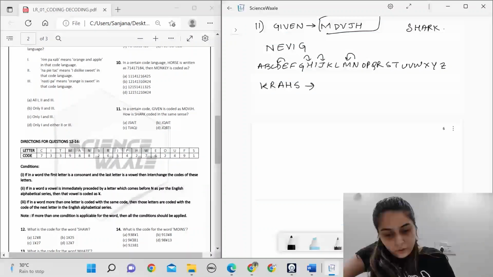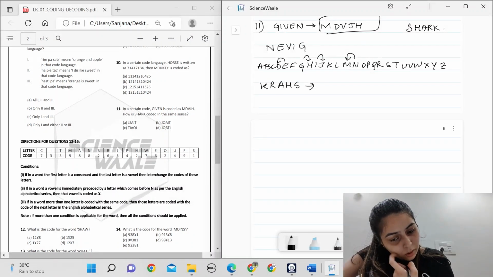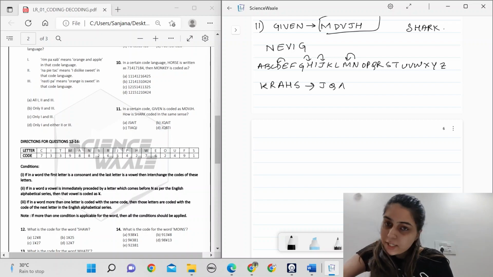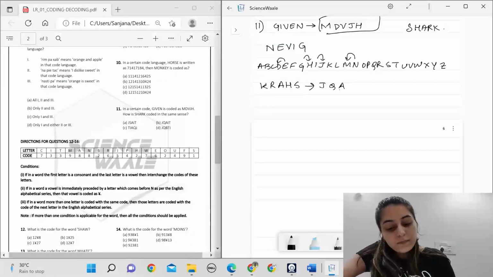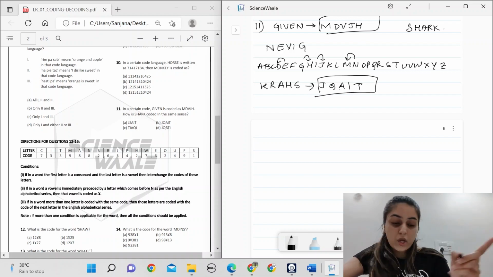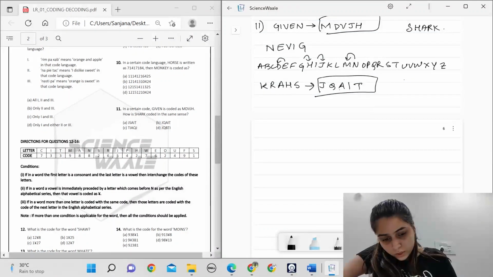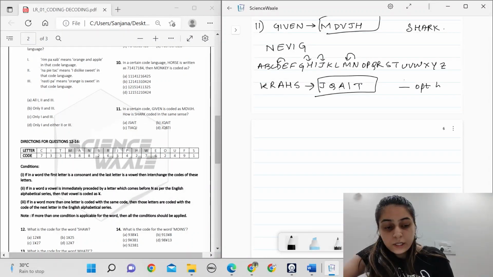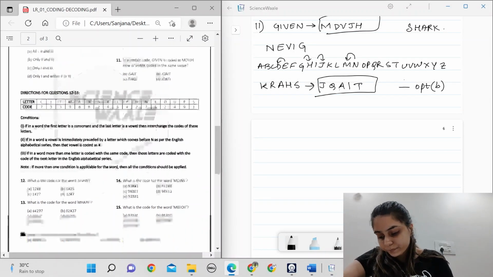So for K, the preceding letter would be J. For R, the preceding letter would be Q. A is written as it is, the middle letter. For H, the succeeding letter is I, and for S, the succeeding letter is T. So this is the code for shark. If we look at the options, JQAIT, this is option B. Here's your answer.